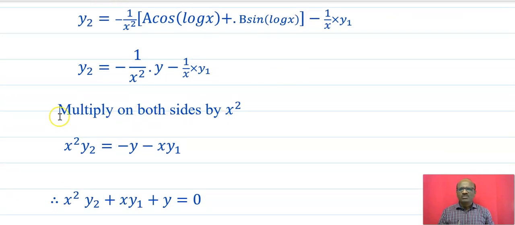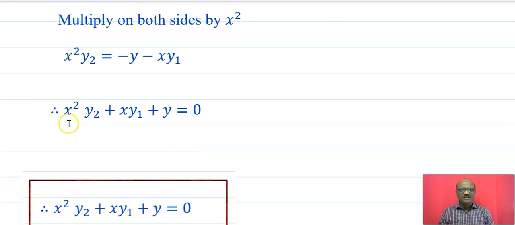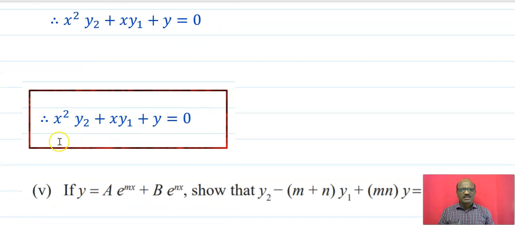Now multiply on both sides by x square, then you will get x square y2 equals minus y minus x y1, that is x square y2 plus x y1 plus y is equal to 0, and hence we have proved the result, that is x square y2 plus x y1 plus y is equal to 0.